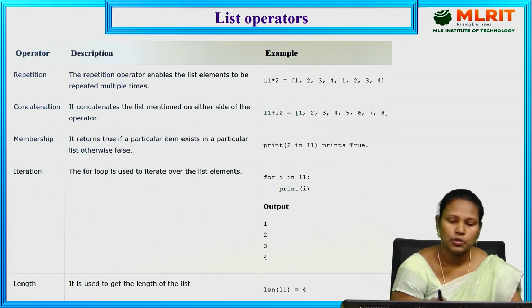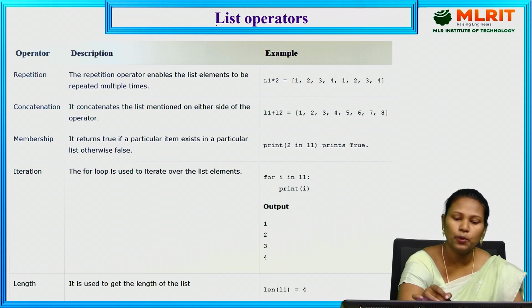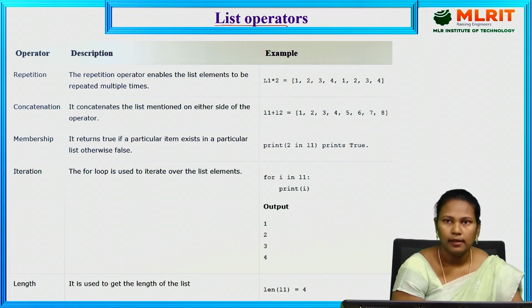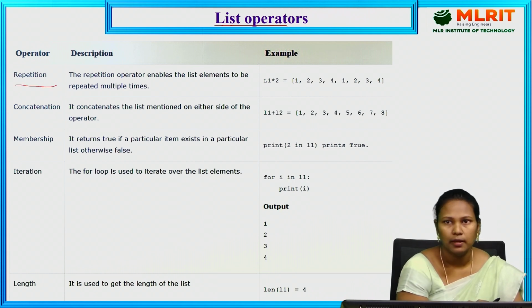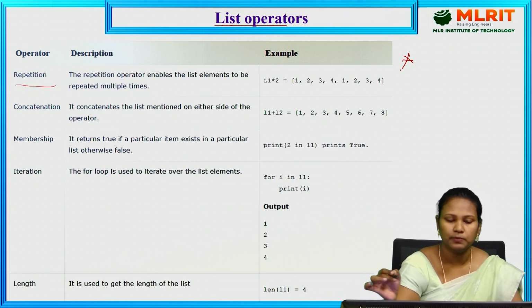Now, built-in functions are completed. Now we are going to the list operators. In the list, there are operators. The first operator is repetition, which is the asterisk. It means the list is repeated however many times the user gives.